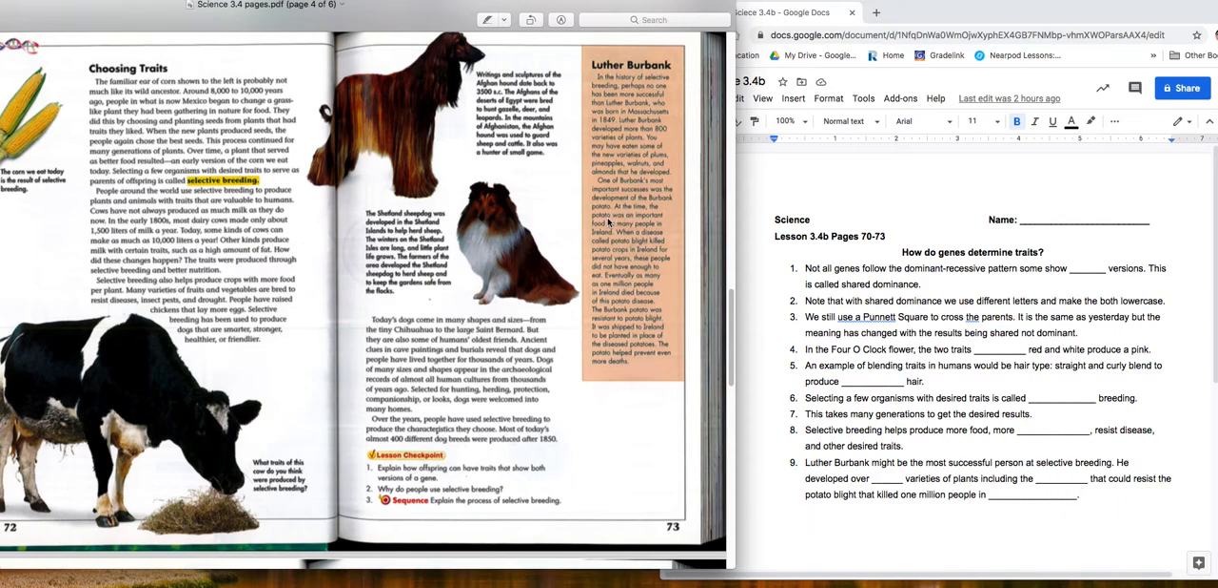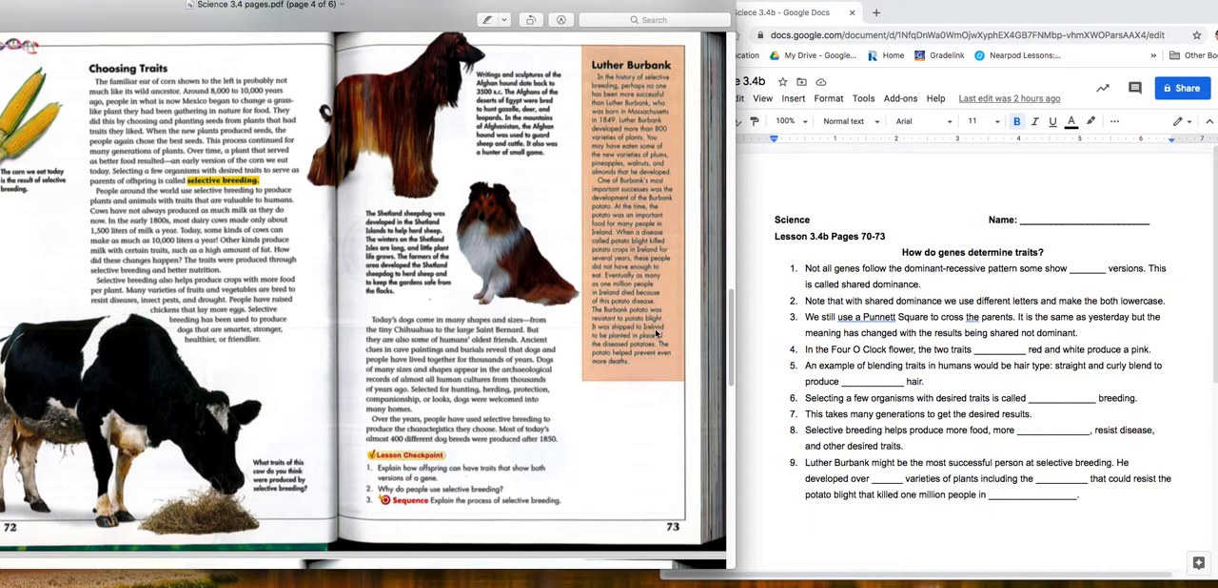At the time, the potato was an important food for many people in Ireland. When a disease called potato blight killed potato crops in Ireland for several years, these people did not have enough food to eat. Eventually, as many as 1 million people in Ireland died from starvation because of this potato disease. The Burbank potato was resistant to potato blight, so it goes over here, guys, about how it can resist diseases.